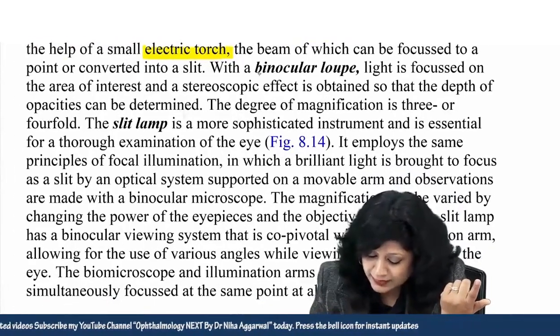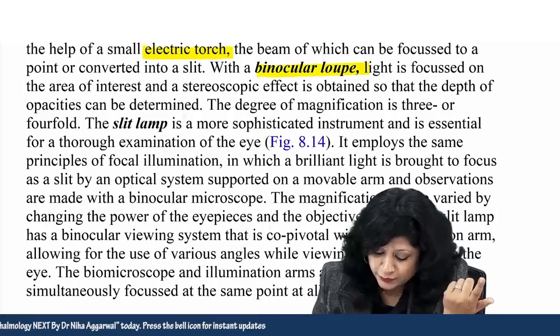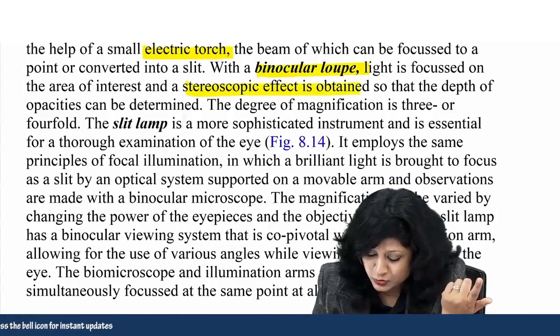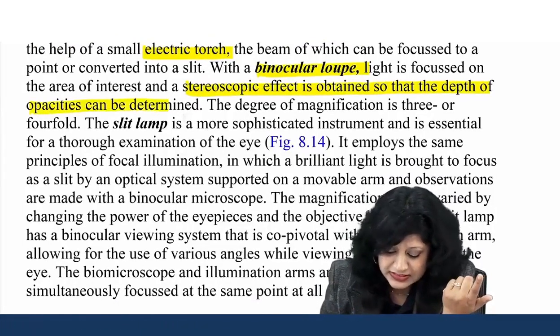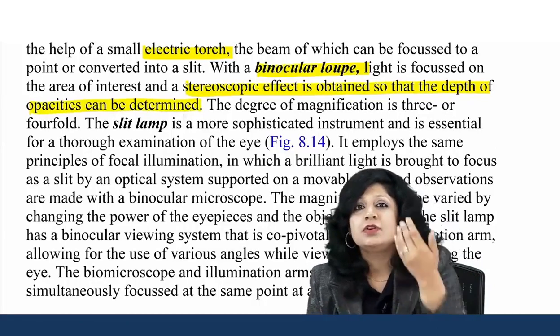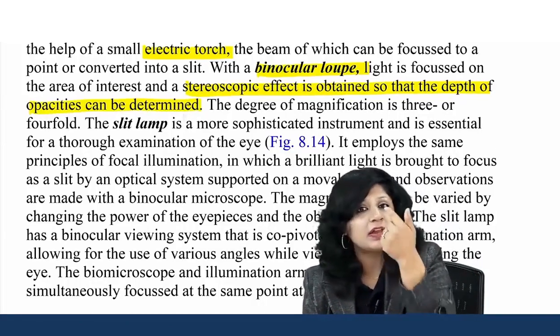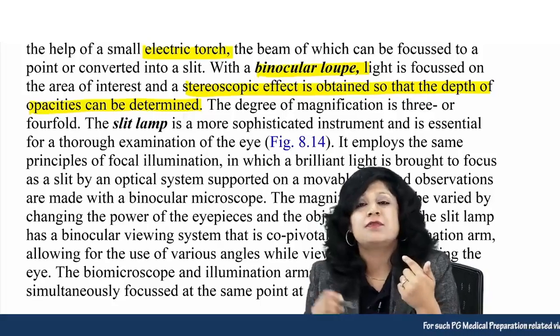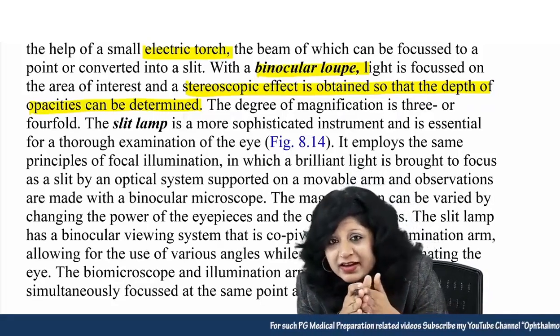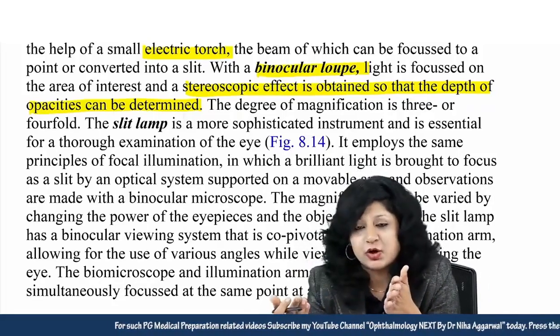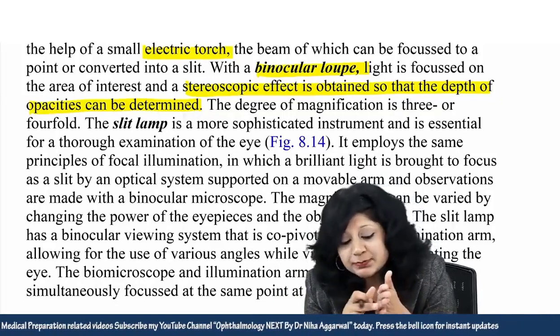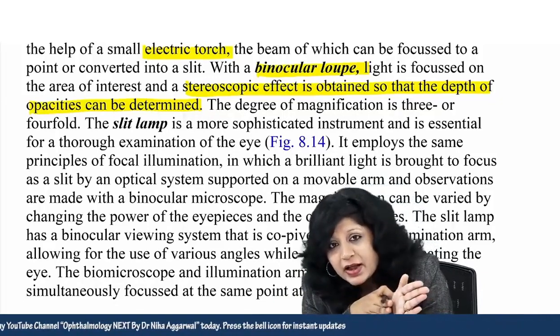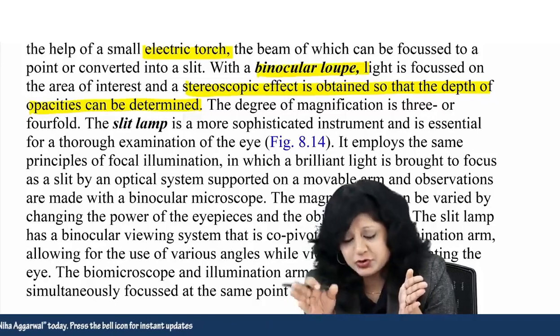Now with a binocular loupe, light is focused in the area of interest and a stereoscopic effect is obtained so that the depth of opacities can be determined. See, when you are doing the diffuse illumination, you are able to see the opacity, but when I want to know up to which layer, we know that we have got 6 layers of the cornea. So if I want to know up to which layer it is going, I require that oblique illumination, okay.